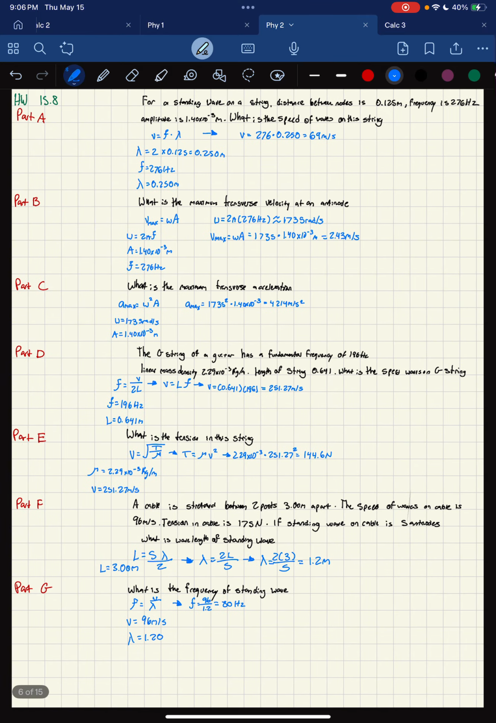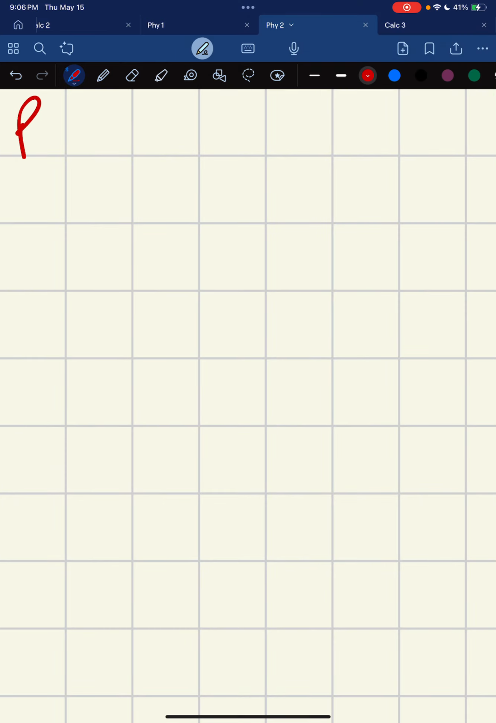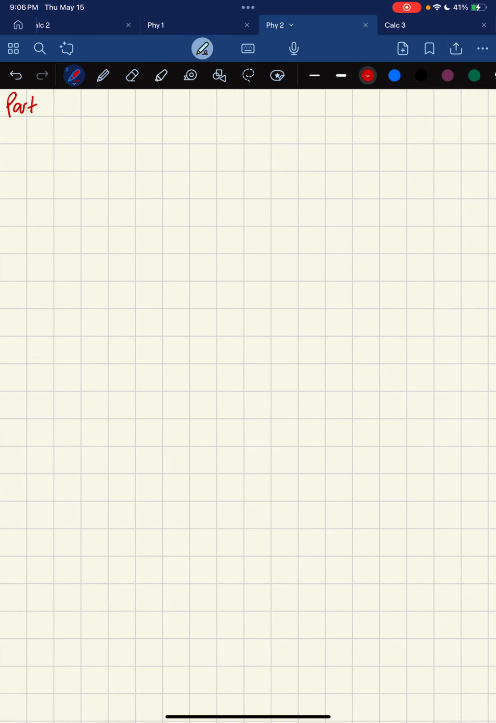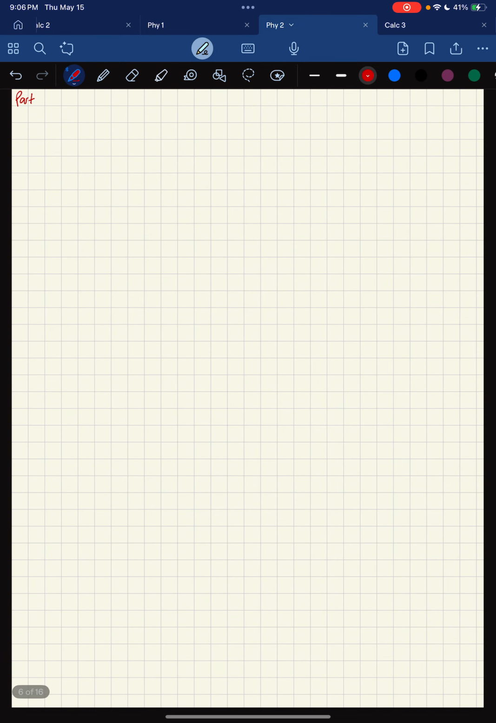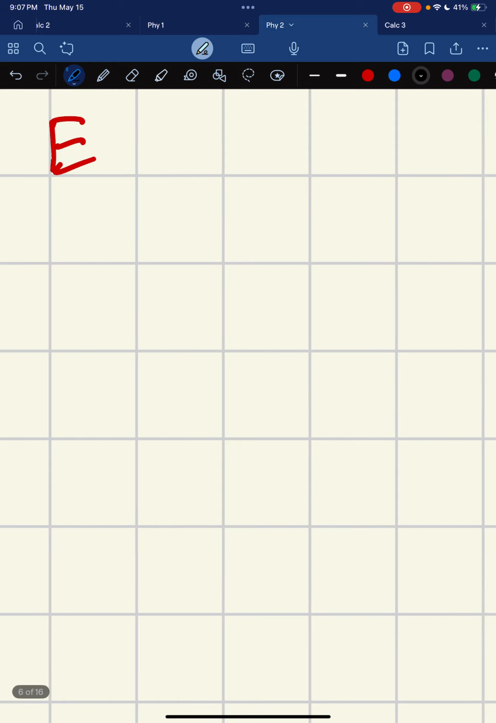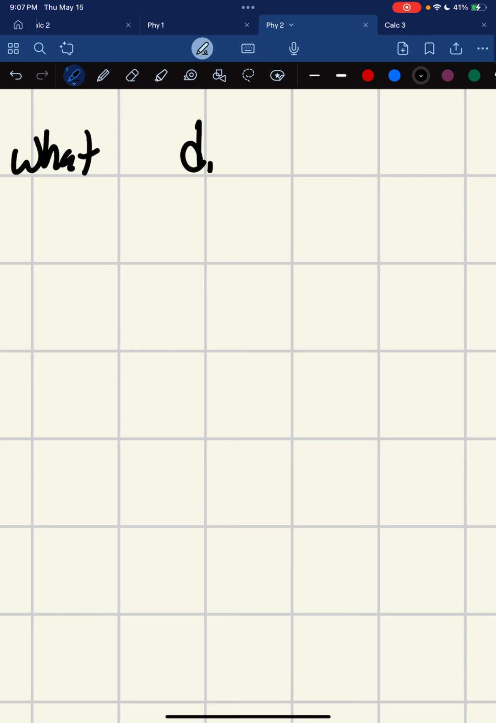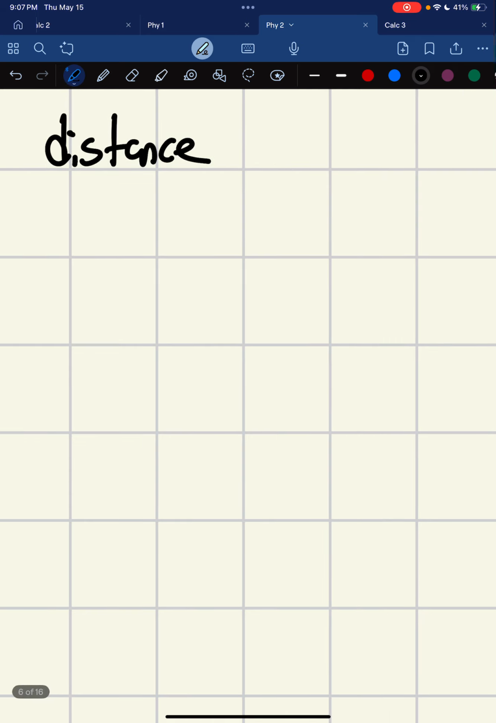Okay. Next question. I'm gonna add a page here. We were just on part D, right? A, B, C, D, E. Part E says, what distance from the speaker is the intensity equal to 0.045 watts per meter squared?